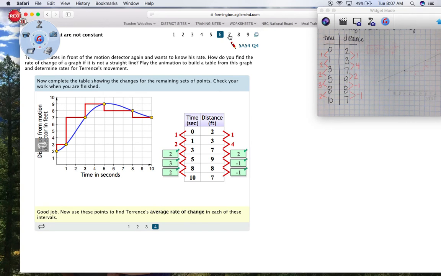Okay, so that is our graph. You can see that from 1 to 3, it looks like it has the largest rate of change, because notice it's going 1, 2, 3, 4 over 1, 2. So 4 over 2 is 2.